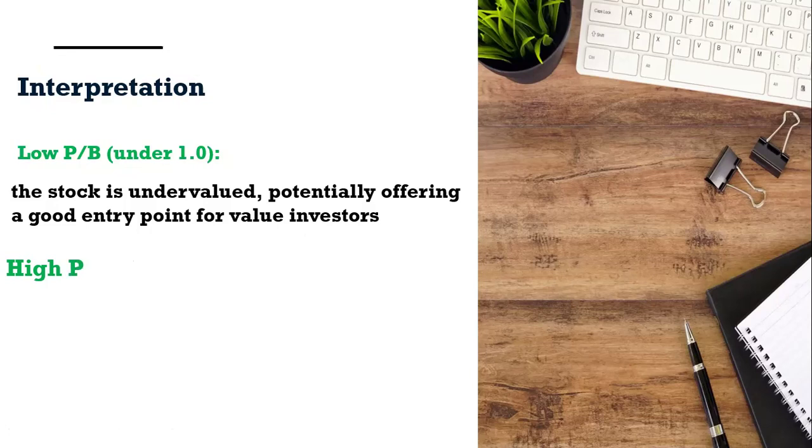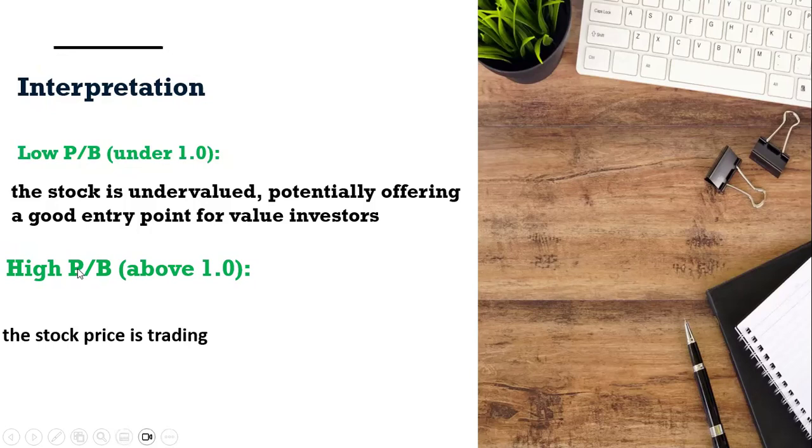Now what about if the PB ratio is above 1? In this case, it means the stock is overvalued, right? It's just the opposite. So in other words, the stock price is higher than the book value, right? So the number would be above 1, right?